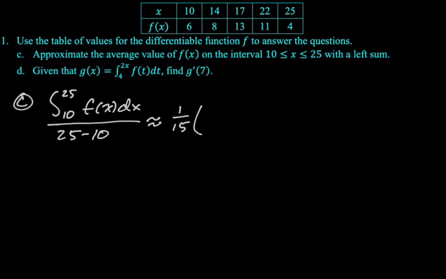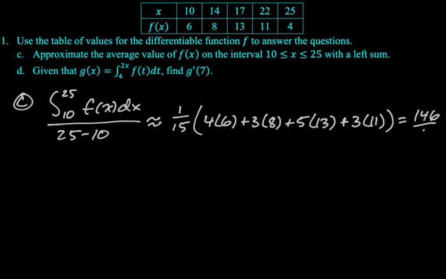Now we're going to use a left sum on the integral. We go from 10 to 14, which is 4, and the left endpoint is 6. We go from 14 to 17, which is 3, and the left endpoint is 8. We go from 17 to 22, which is 5, and the left endpoint is 13. Then we go from 22 to 25, which is 3, and the left endpoint is 11. All right, and you could leave this on the AP exam, and I highly recommend that. But if you're like me and you don't like doing that, I ended up with 146 over 15, so let me know if that's wrong. I don't think it is.